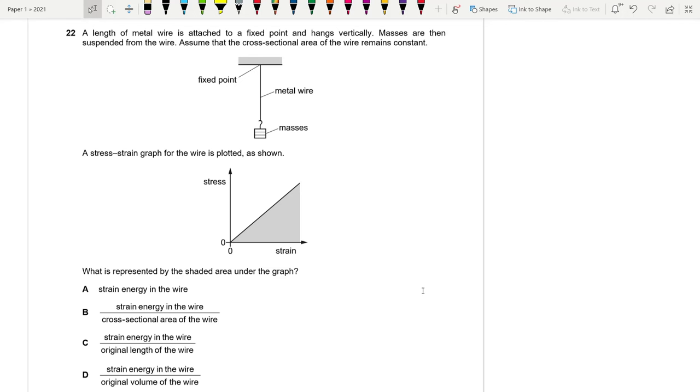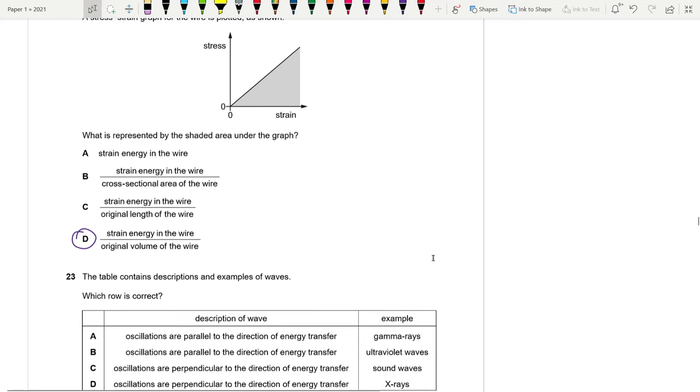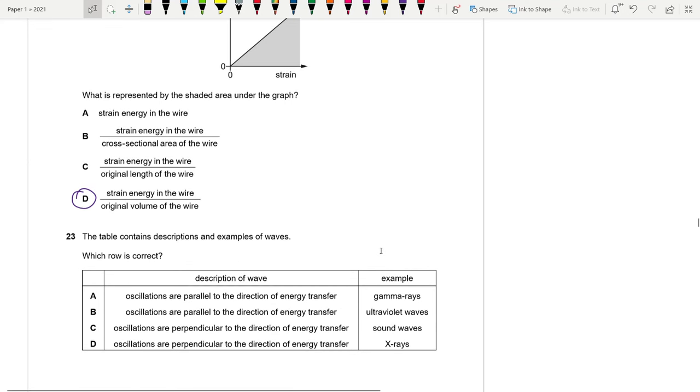And the area under the stress-strain graph, what does it show? The area under the stress-strain graph actually gives us the strain energy stored per unit volume. Really important. The strain energy stored per unit volume. That's why the answer is D. Strain energy per unit volume, okay? Really important. It's something that we need to memorize.